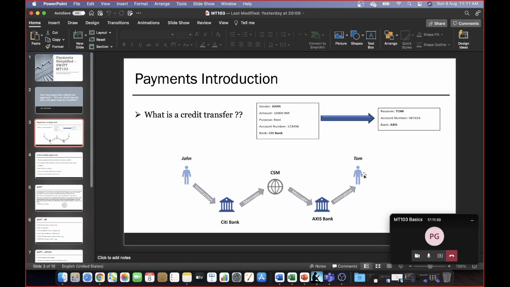The picture here generally describes how domestic remittance happens. By domestic remittance, I mean both Citibank and Axis Bank are within the same country or region, and both customers are living in that region and want to transfer funds with each other. So what would happen if John and Tom lived in two different countries? That's the big question.